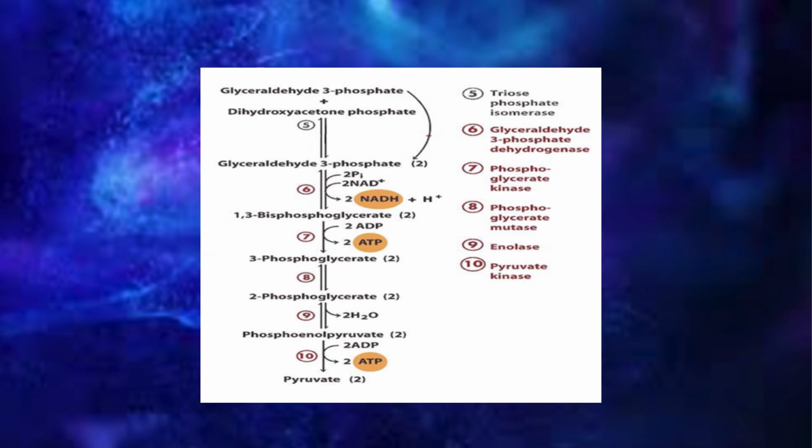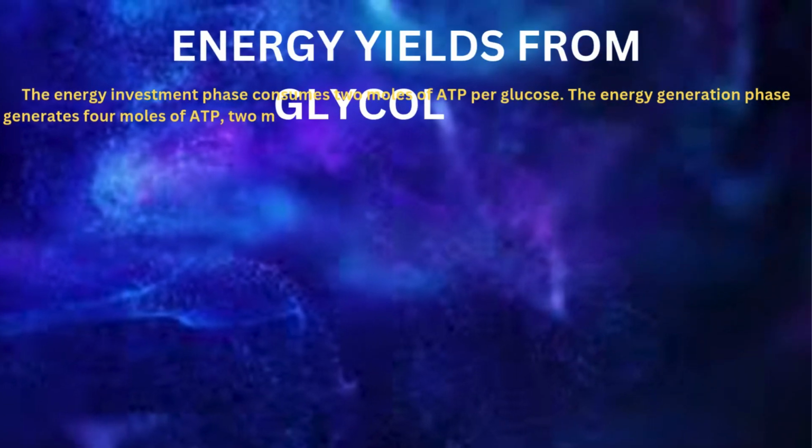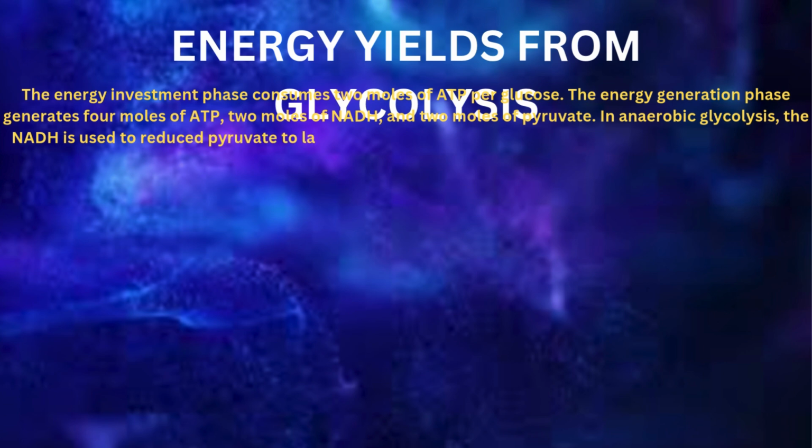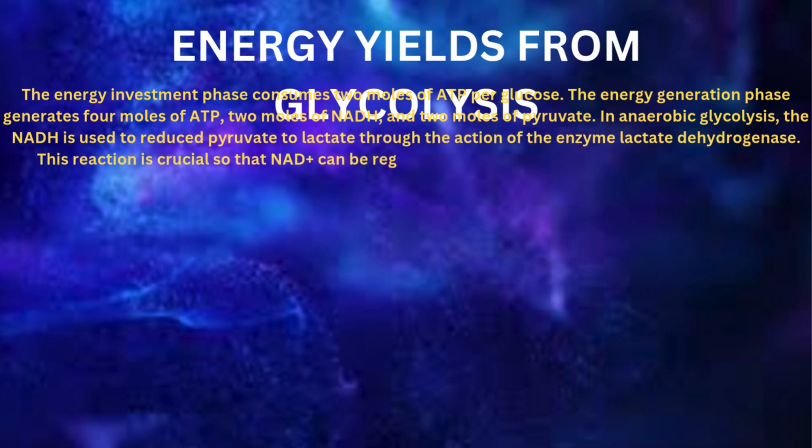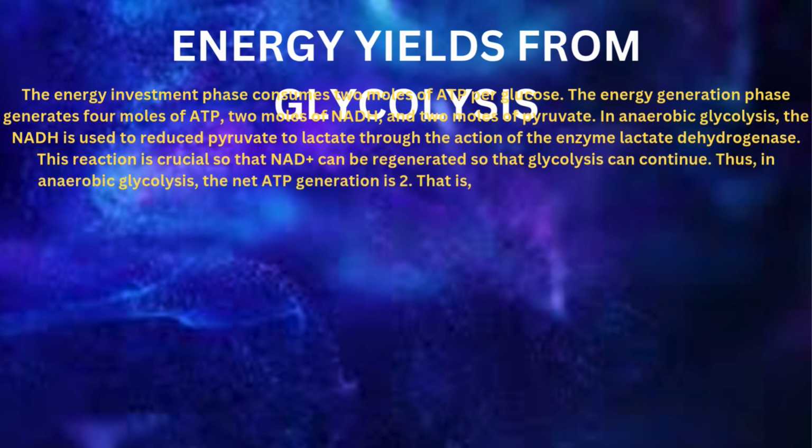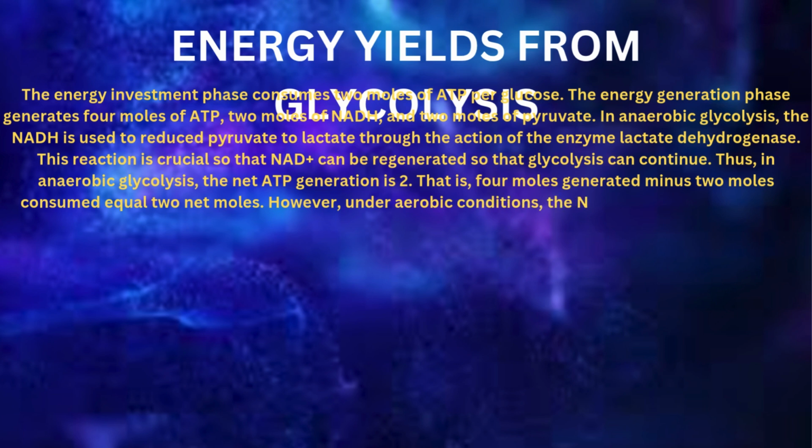When we consider that 2 moles of glyceraldehyde are generated from 1 mole of glucose, we can conclude that from the 1 mole of glucose, we generate 2 pyruvates, 2 NADH, and 4 ATPs. But don't forget, we already consumed 2 moles of ATP in the energy investment phase. We will talk more about this later. The energy investment phase consumes 2 moles of ATP per glucose. The energy generation phase generates 4 moles of ATP, 2 moles of NADH, and 2 moles of pyruvate.